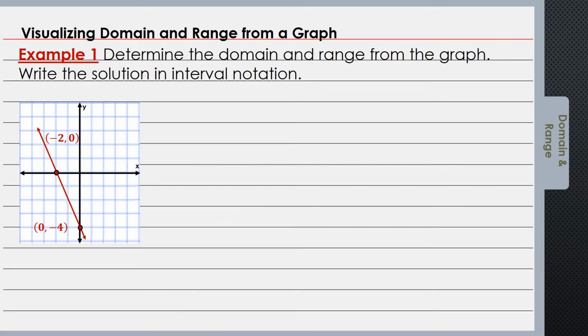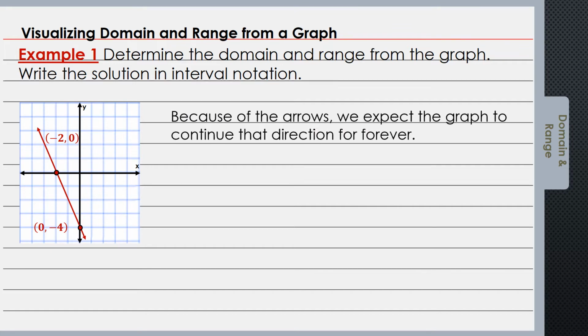Example 1. Determine the domain and range from the graph. Write the solution in interval notation. Now take a moment to look at the graph. Notice, because of the arrows, we expect the graph to continue in that direction forever.